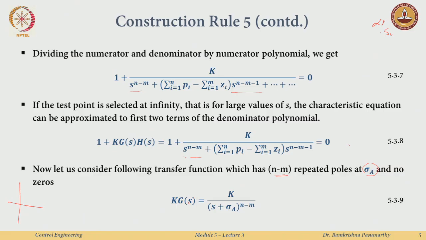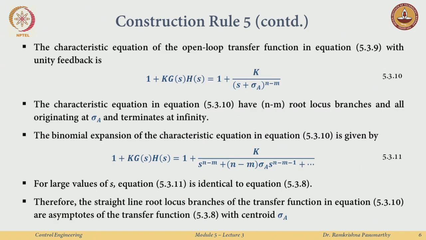Well, the k times g, I just say you can assume h equal to 1 or just add h, it does not really matter. So, k times g would be something like this, k over (s plus sigma a) to the power n minus m. Okay. Now, again the characteristic equation, I just add 1 and I get this one. Okay.